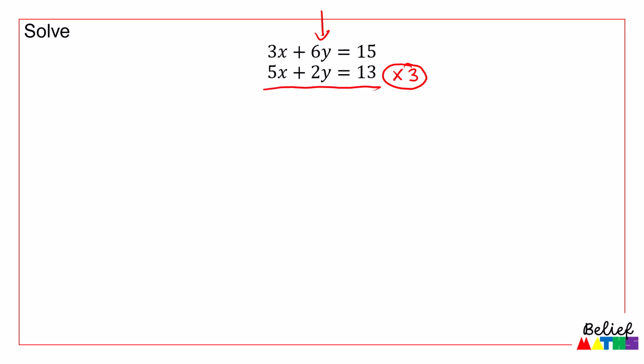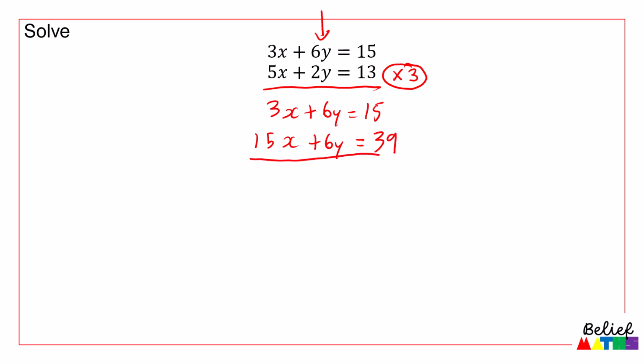So we're going to rewrite our first equation exactly the same way that it was. So 3x plus 6y equals 15. And then our second equation we've multiplied by 3, so we get 15x plus 6y equals 13 times 3, which is 39.